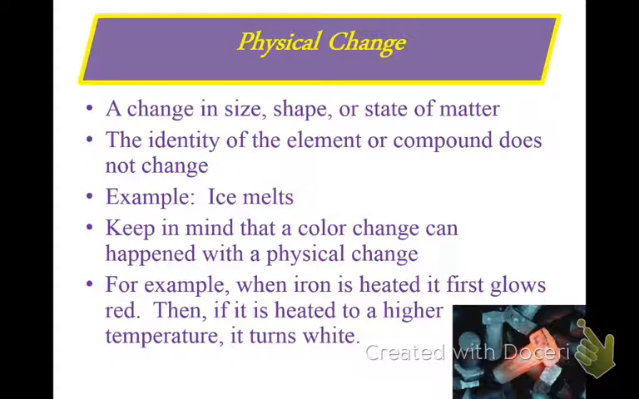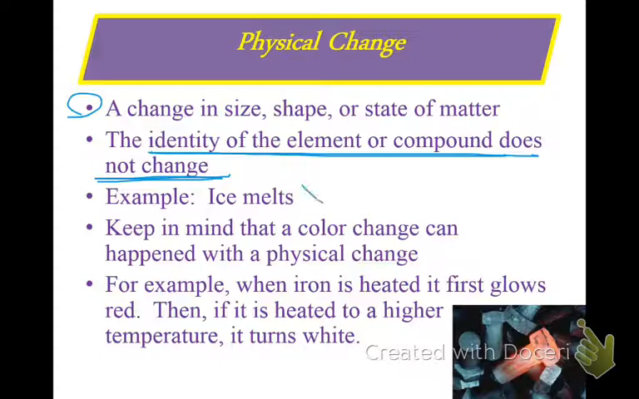A change in the size, shape, or state of matter is a physical change. So the key with a physical change is that the identity of the element or the compound does not change. You have what you started with. So, for example, ice melts. We'll see a lot of that here lately. Ice melts. So I take an ice cube, I heat it up, it becomes liquid water.